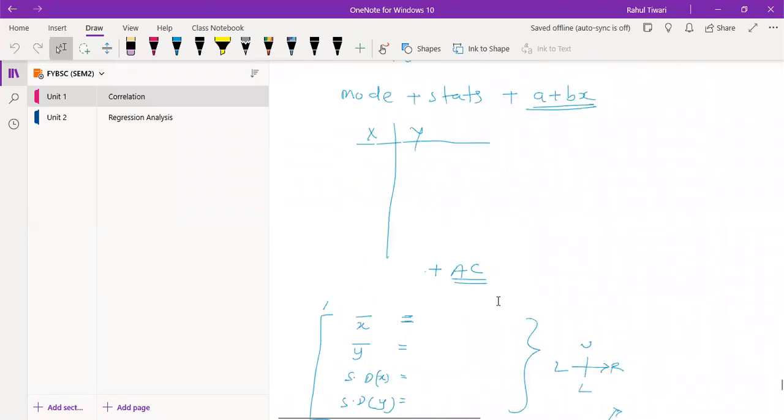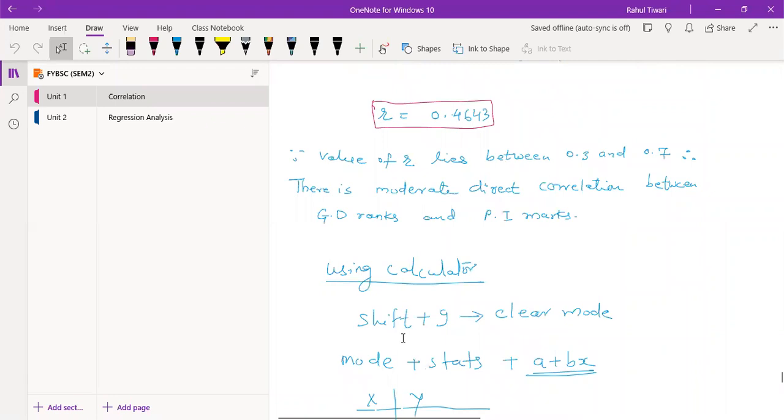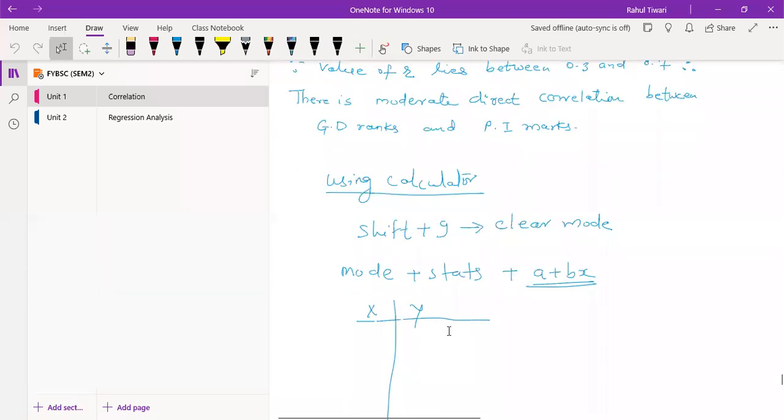So first you erase your data. Okay, go to the calculator part. Erase your data, clear your mode. After clearing the mode, go to the option which I have already explained to you. What is the option? Click on mode, click on stats, and click on the option y is equal to a plus bx, and you feed your data. I will show you the data.